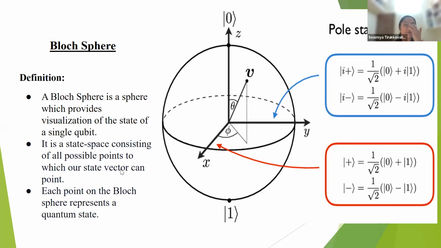Okay, so let's start with Bloch sphere. A Bloch sphere is a sphere which provides visualization of the state of a single qubit. It is a state space that consists of all possible points to which a state vector can point. Each point on our Bloch sphere represents a quantum state. Previously I was talking about plus states. This plus state is denoted by this equation, where it's a superposition of state zero and state one. Minus state is also a superposition of state zero and state one. I plus is also another superposition of state zero and one.